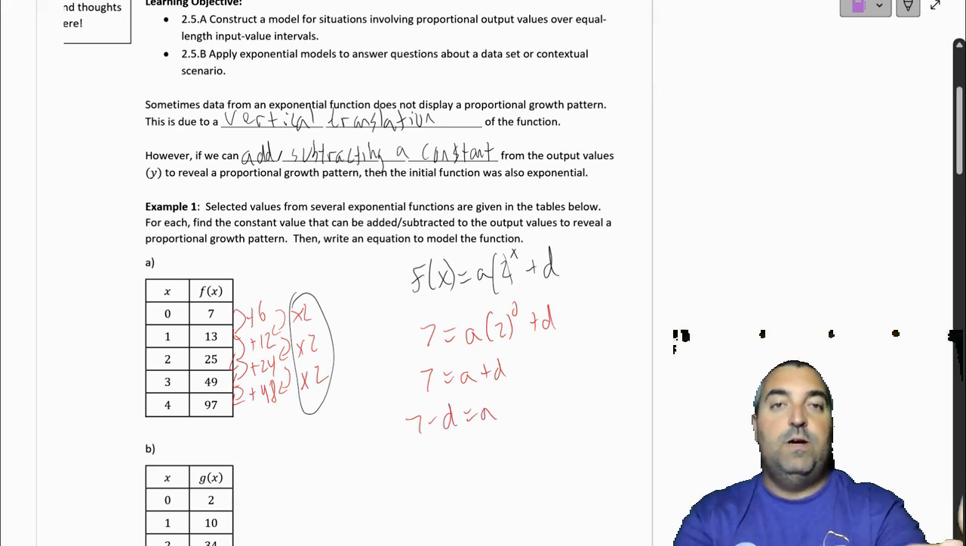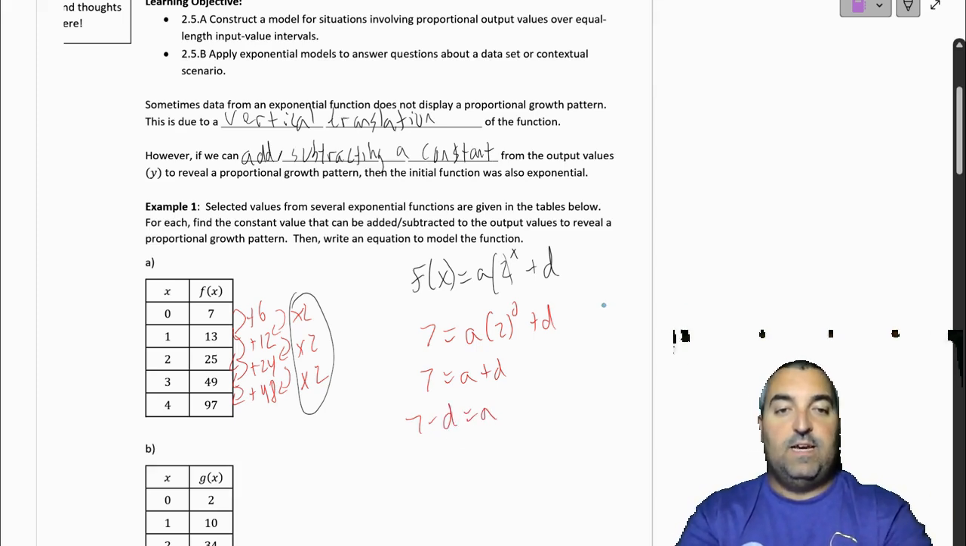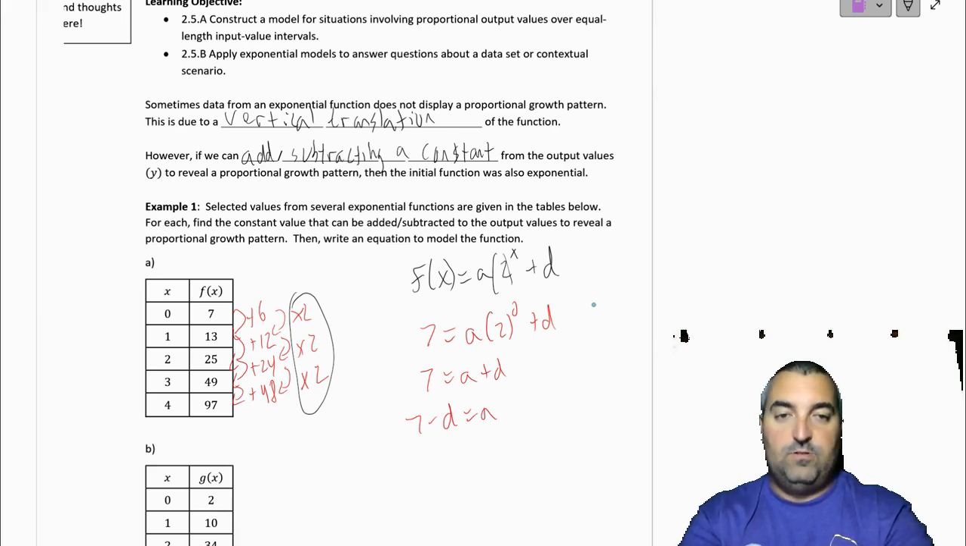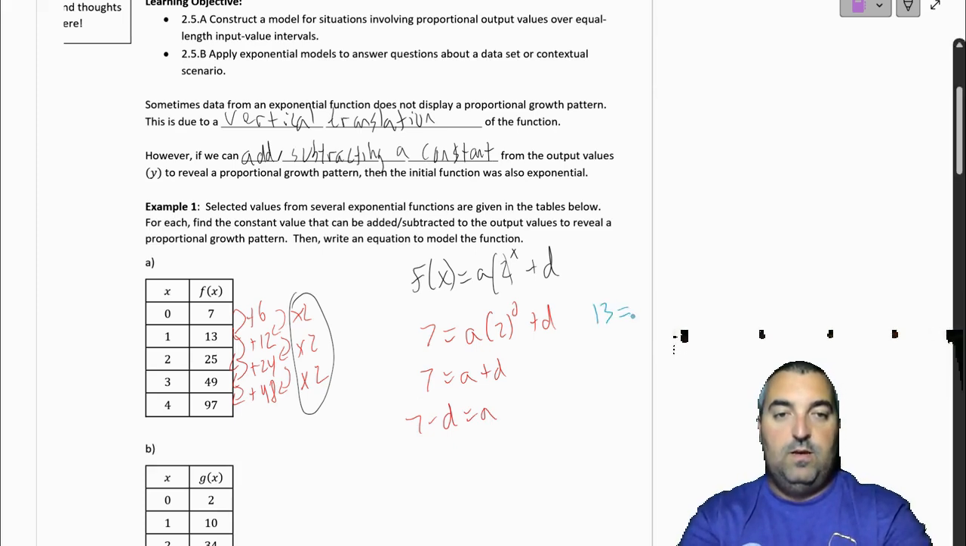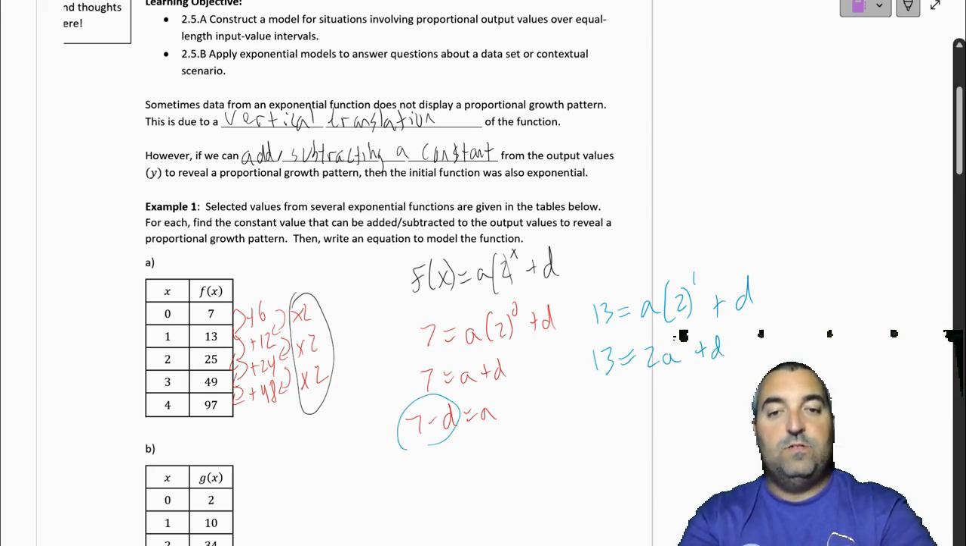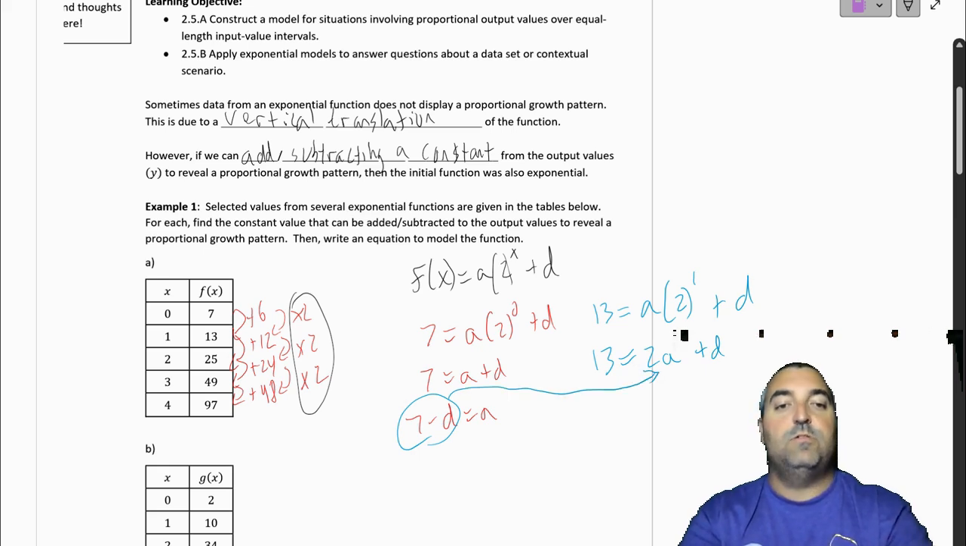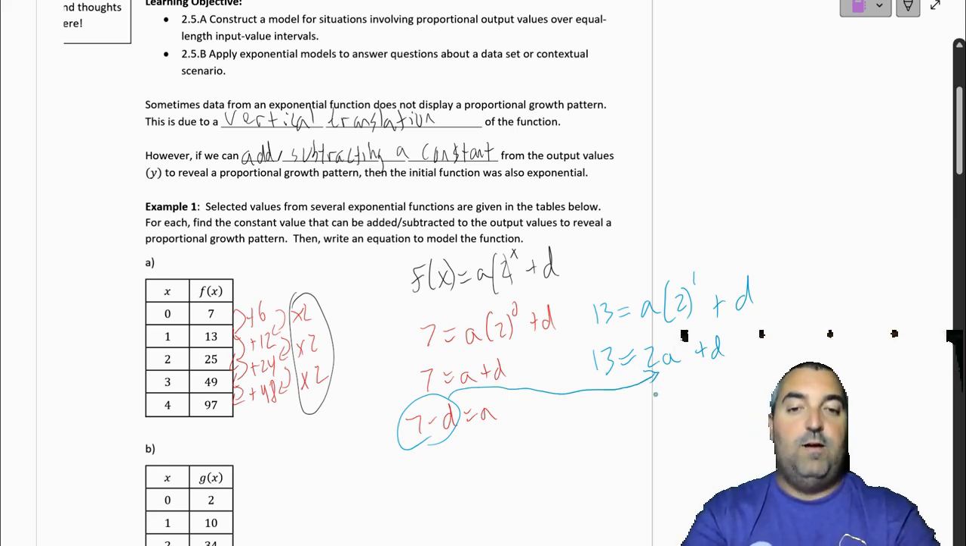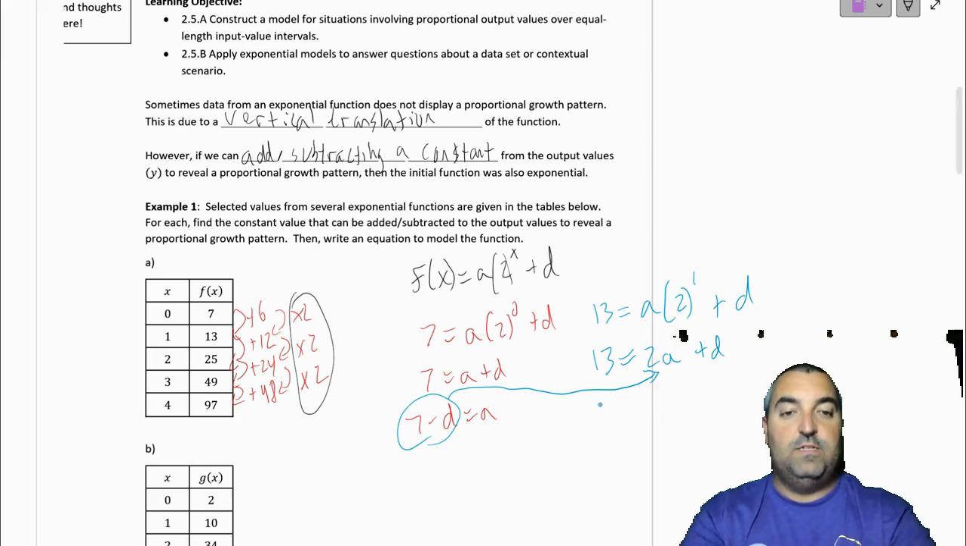But it's a system, which means I need a second equation, which is where the second point comes in. So I'm going to do the same thing, but with 1 and 13. 13 is the y value. We don't know a yet. a times 2 to the first plus d. This I can simplify, so I'll get 13 equals 2a plus d, and this is where solving a system comes in. I'm doing the substitution method. I'm going to substitute in 7 minus d for a.